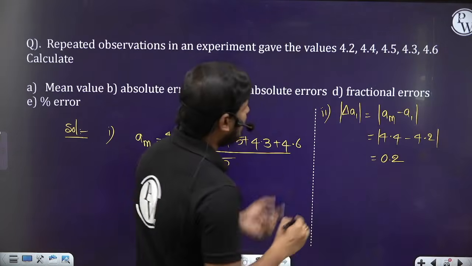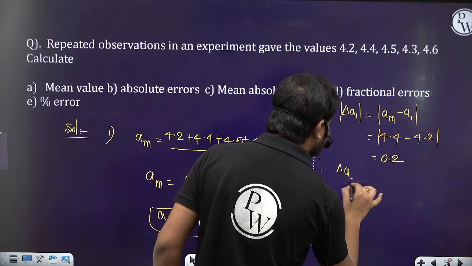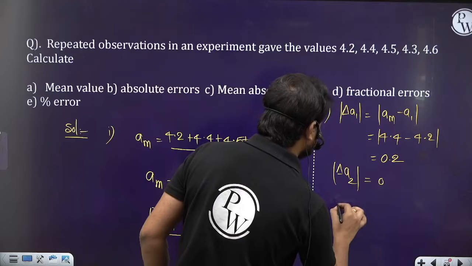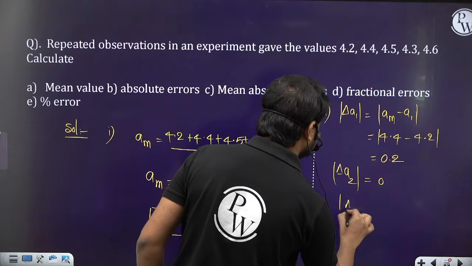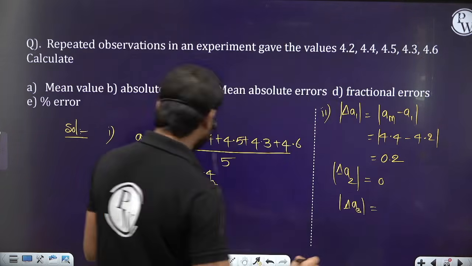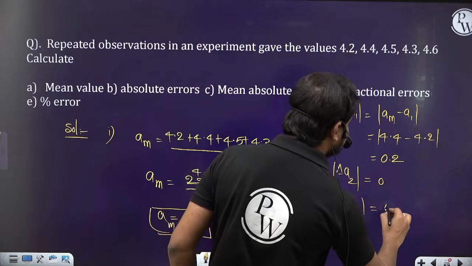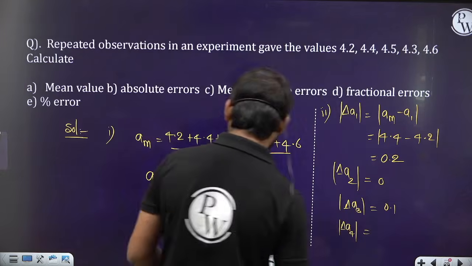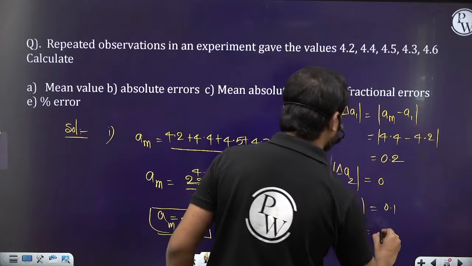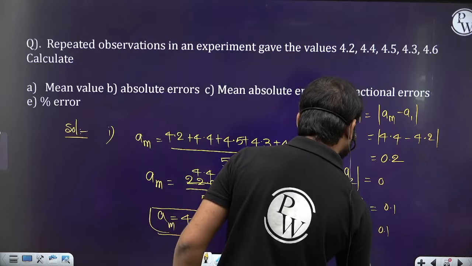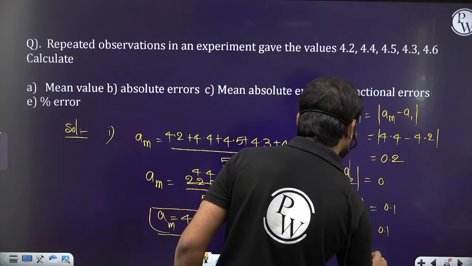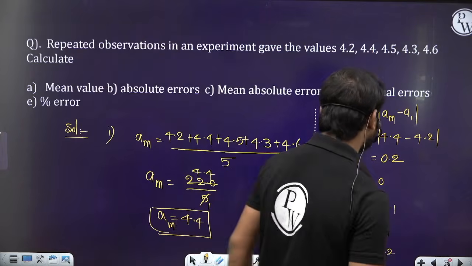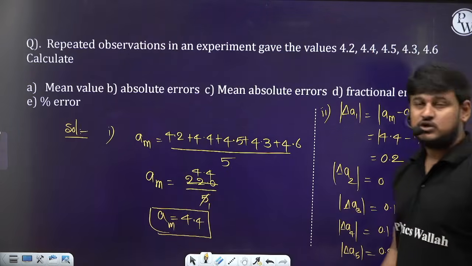Understood this part? Then similarly, you can find delta A2. Directly I am doing: delta A2 is 4.4 minus 4.4, which is 0. Then delta A3 equals 4.4 minus 4.5. You should take the magnitude, that's why it's 0.1. Then delta A4 equals 4.4 minus 4.3, which is 0.1. Then delta A5 equals 4.4 minus 4.6. Take only the magnitude, so that's 0.2. So these are the absolute errors we got.